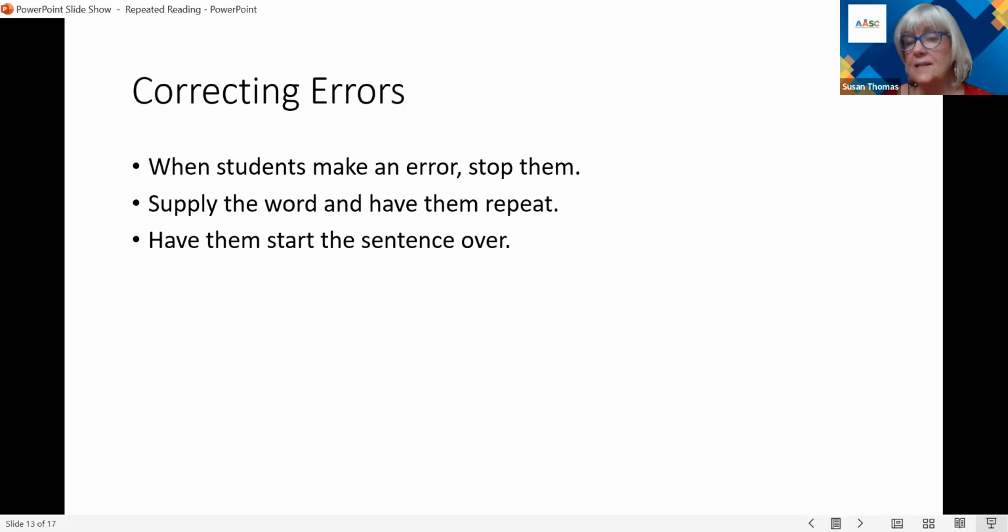When a student makes an error, quickly correct them. Stop them, correct it, give them the word, have them repeat, have them start the sentence over. Yes, it slows their time down, but then you're having them practice that word and they'll pick it up the next time. So we do correct errors during that reading time in repeated reading.